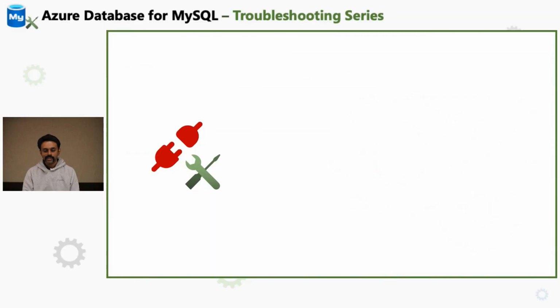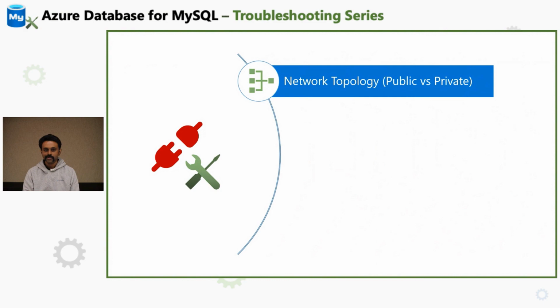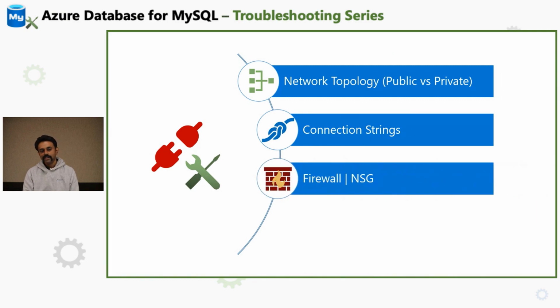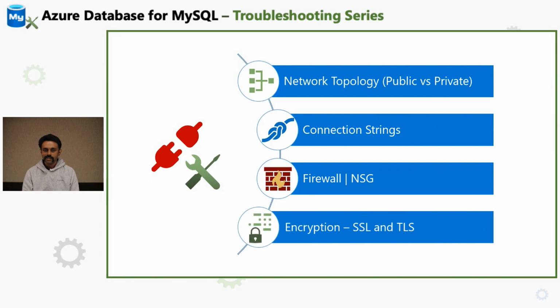To go over the topics, we'll first look at the network topology, public and private. The database server can be deployed into a public network or a private network, and we'll take a look at how the communication flows. Then we'll look at connection strings, what issues we can have with errors in connection strings and the client versions. And then we'll look at the firewall or network security group, which we use in virtual networks. And then comes the SSL encryption and what server parameters we should use for the right connection.